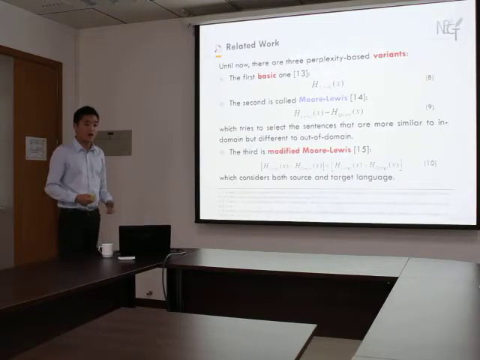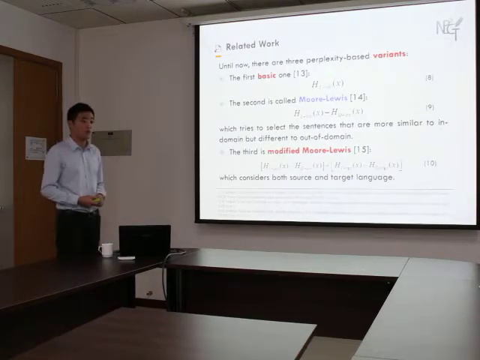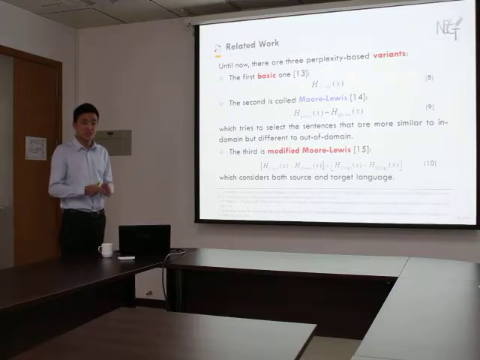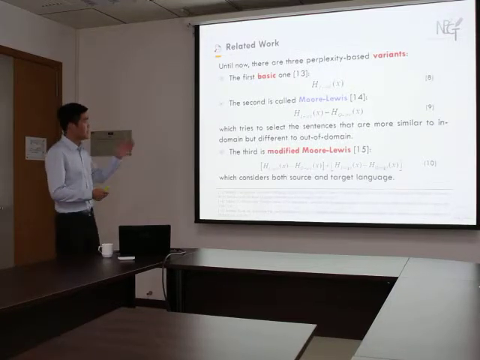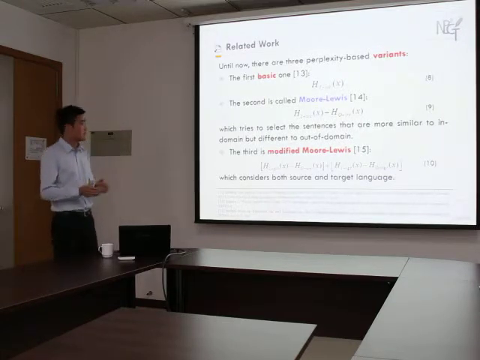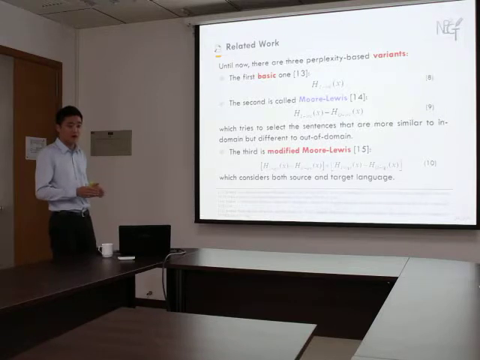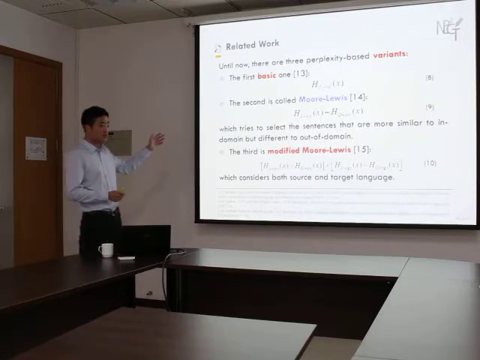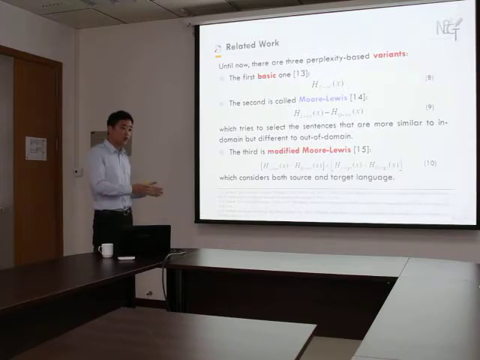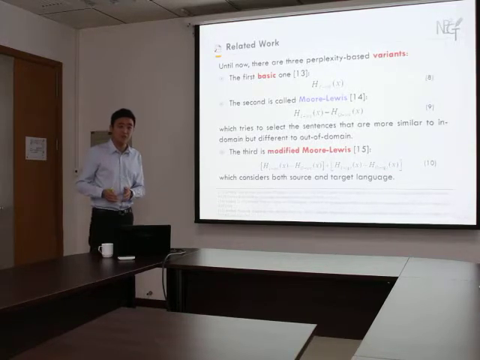Until now, there are already 3 perplexity-based variants. The first is cross-entropy, which only considers the source language information. Moore and Lewis began to try to select the sentences that are more similar to the in-domain but different to the out-of-domain data. Based on them, the modified Moore-Lewis derivatives began to consider both the source and target language information.